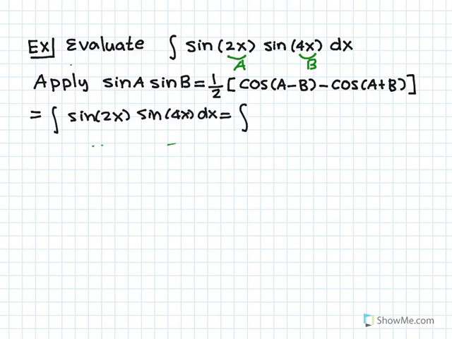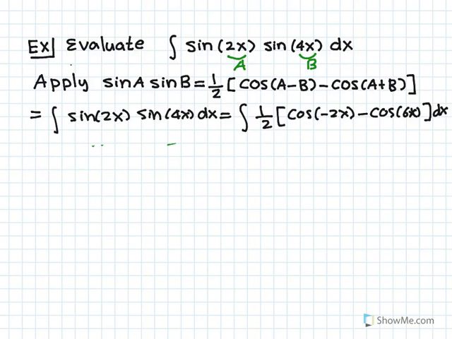That's going to be the integral of 1/2 times cosine of the difference of a and b. So that's a minus b, that's going to be 2x minus 4x. That gives us minus 2x. Minus cos of a plus b will be 2x plus 4x. That's going to give us cosine of 6x. Let's close the bracket and integrate with respect to x.